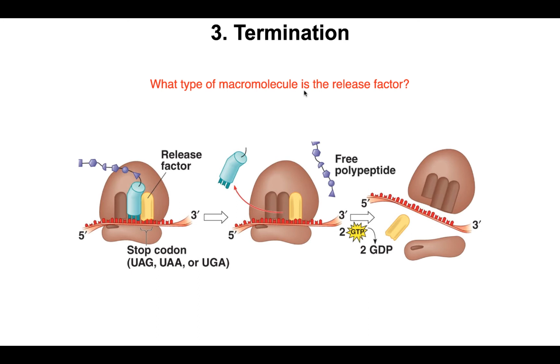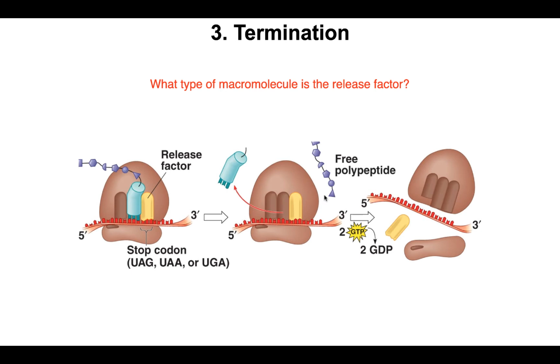So what type of macromolecule is a release factor? It is a protein. It is not a transfer RNA. And that protein recognizes these stop codons when they are in the A site of the ribosome. And that catalyzes the ending of the translation. It catalyzes the hydrolysis of this protein from the tRNA, so they are separate from each other.